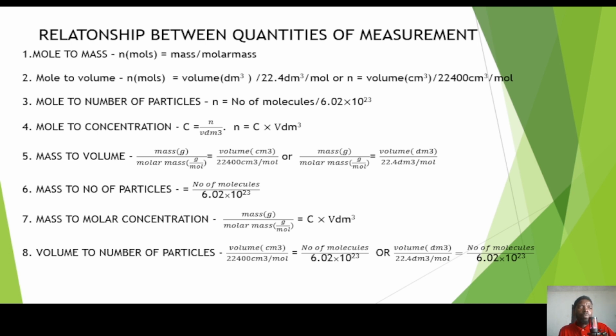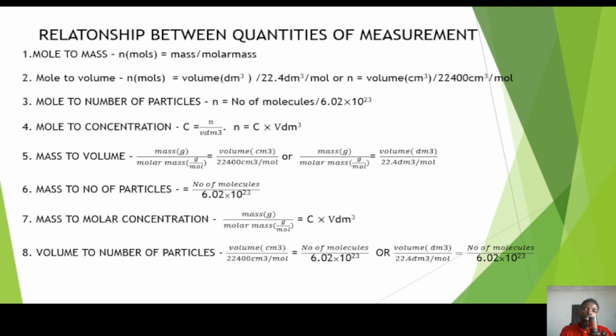Then the second one is, how do I relate mole to volume? If you are going to be relating number of moles to volume, it is going to be expressed by the simple formula of number of moles is equals volume in dm cube divided by 22.4 dm cube per mole, or number of moles equals volume in cm cube all over 22,400 cm cube per mole.